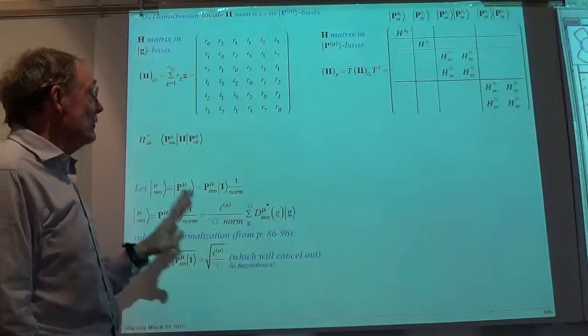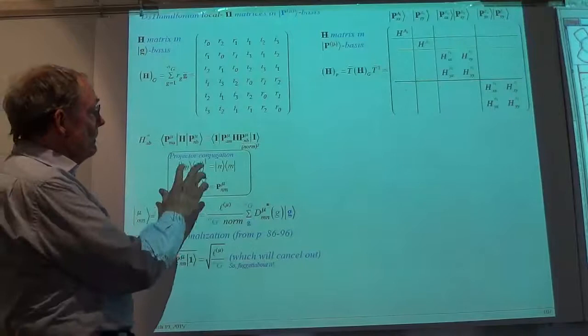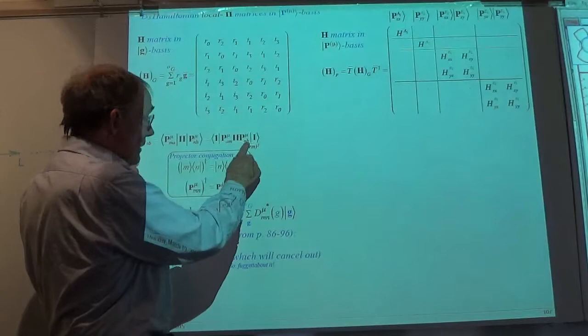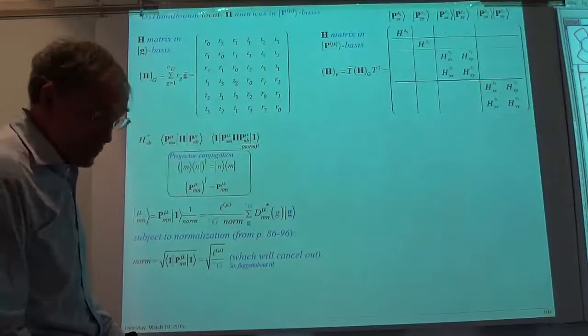That's what's so cool about this. You don't need to worry about normalizations. Remember, that was one of the selling points of spectral decomposition in abelian cases. Here it's working that way too. So I'm going to use the projector conjugation to turn this guy around. So I come here with AM instead of MA when I come out on the bra side. That's one step that is easy to forget, and it'll make a mess right away, so you'll catch it.